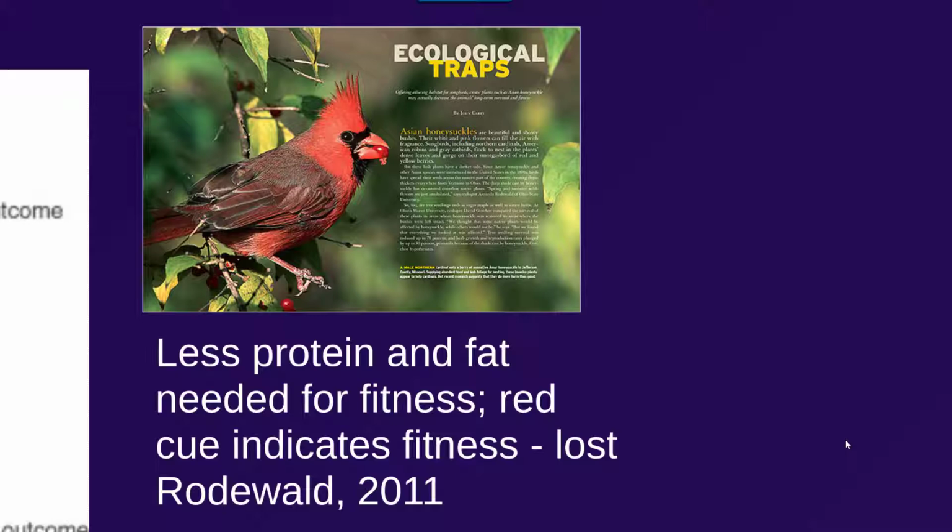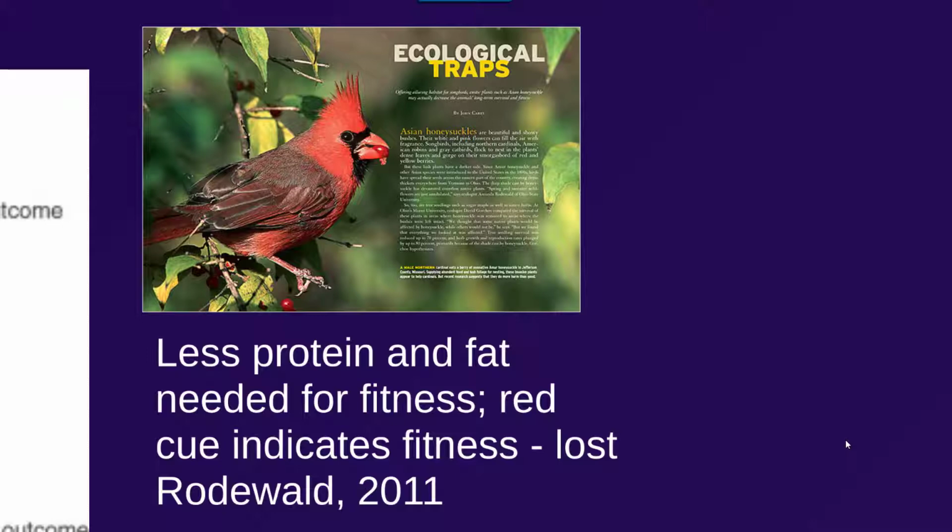However, a study by Rodewald in 2011 found that while there was an increase in the population density, the honeysuckle berries actually have the same pigmentation, so they still provide that red color to the birds, but there's less protein and fat, which are really required for the overall fitness of these birds. So the deeper, darker red cue of a male bird is usually indicative of a highly fit individual and something that a female will use to determine a mate.